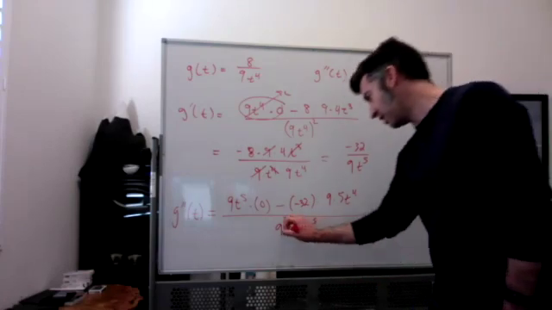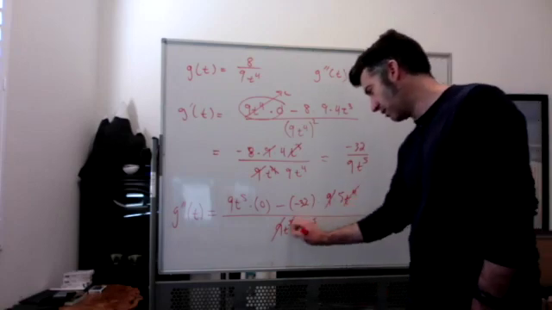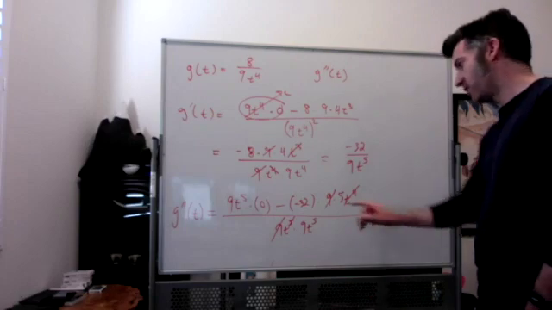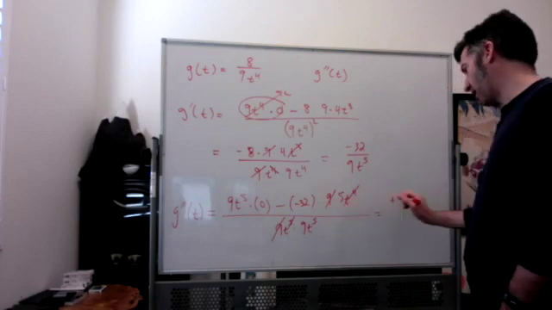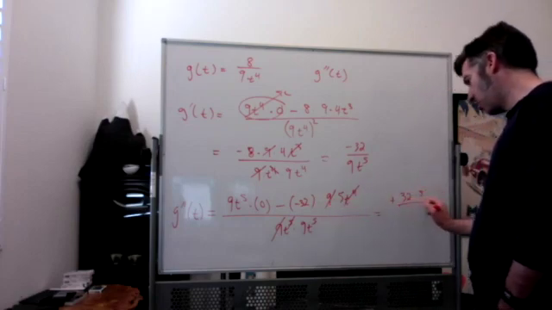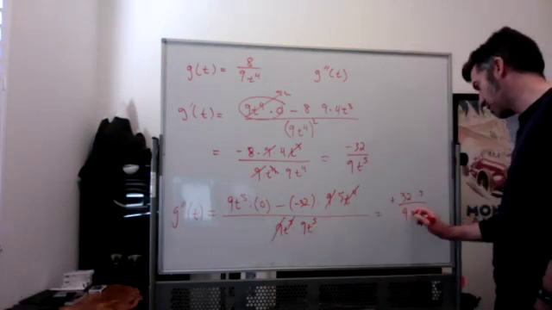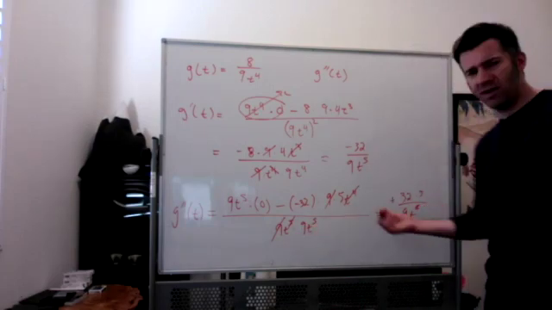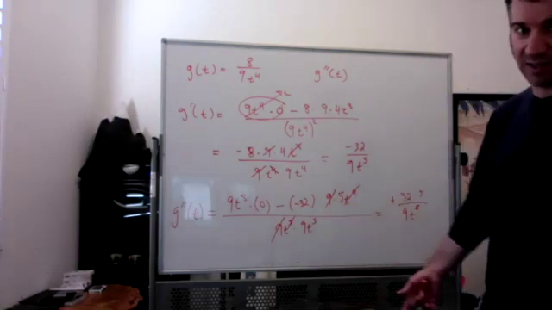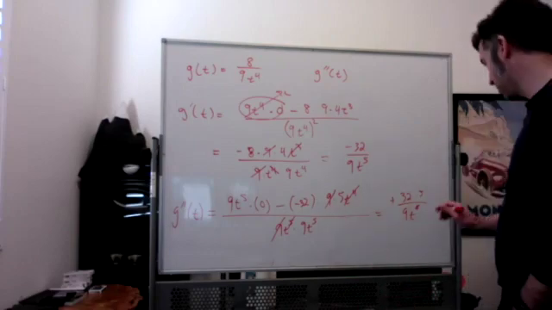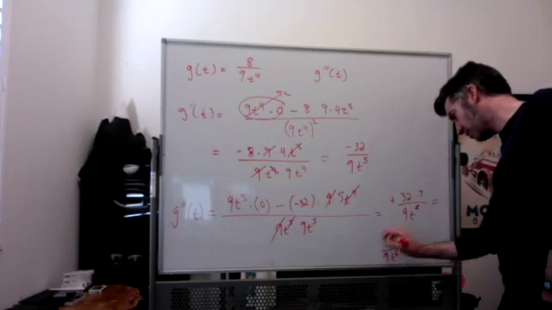And now we can cancel a 9 here and a 9 here. We can cancel a t to the 4th here and a t to the 4th there. So we're left with 0 plus 32 times 5 over 9 times t to the 5th times another t, so 9t to the 6th. And 32 times 5, I'm never going to multiply by 5, but if you multiply by 10 and then divide by 2, it's the same thing. 32 times 10 is 320, divided by 2 is 160. This is 160 over 9t to the 6th.